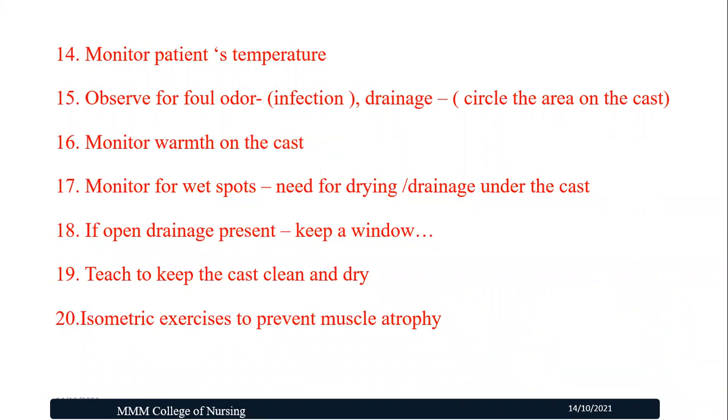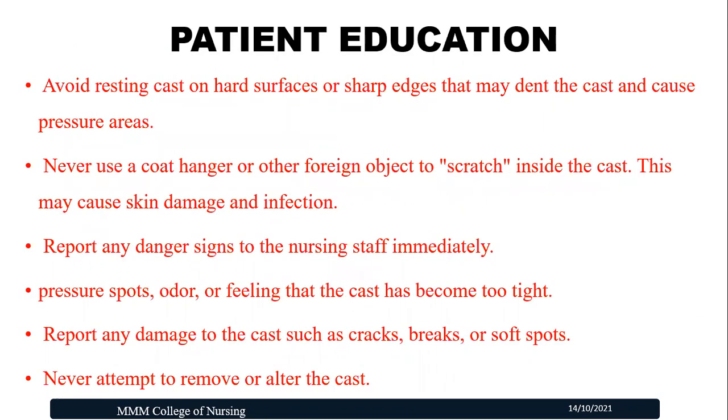Teach the patient to keep the cast clean and dry, never wet the POP. And we need to teach isometric exercises to the patient, so that muscle atrophy can be prevented. Points that need to be taught to the patient.